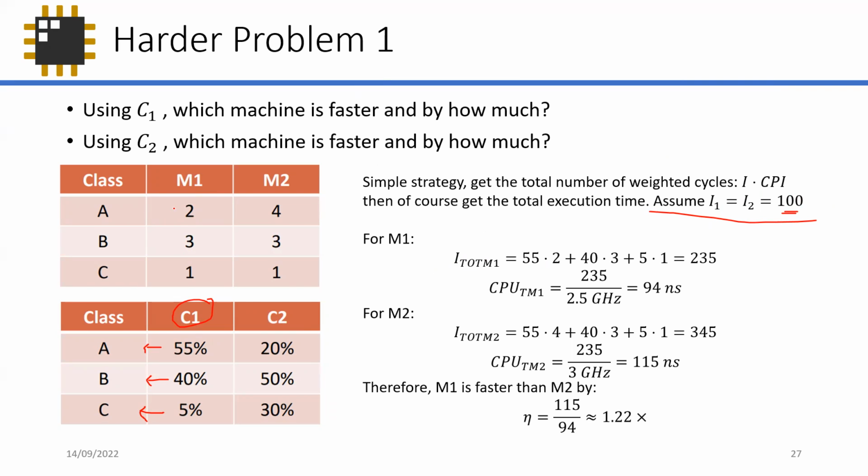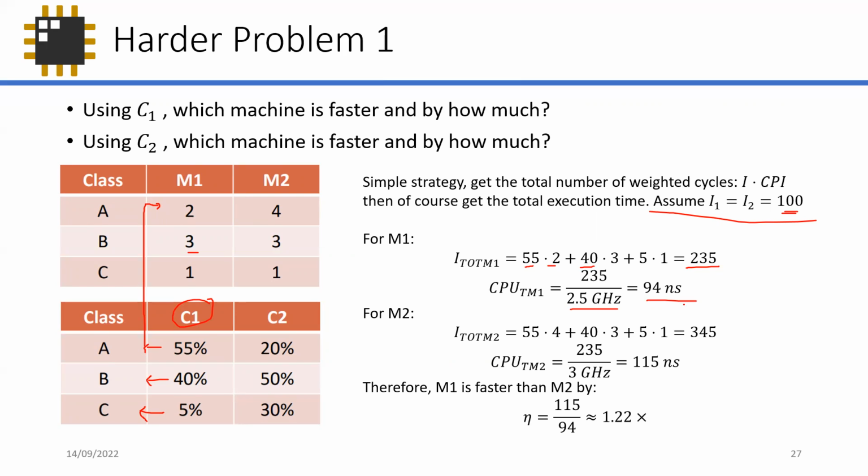So if you're using machine 1, you multiply 55% of those 100 instructions, the total number of instructions using instruction A, by the CPI of 2. Same goes for the 40 instructions using instruction B, which you multiply by 3 because that's the CPI of machine 1, and then 1 for C, of course. Get the total number of cycles, divide by the clock rate, or multiply by the cycle time, and you get 94 nanoseconds.